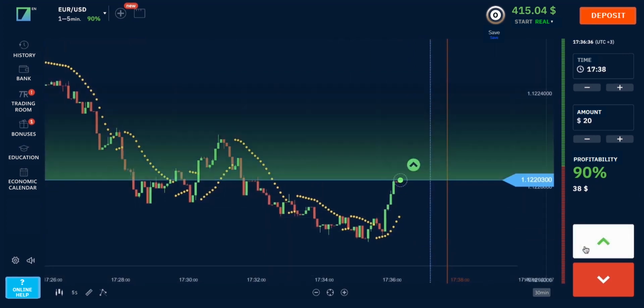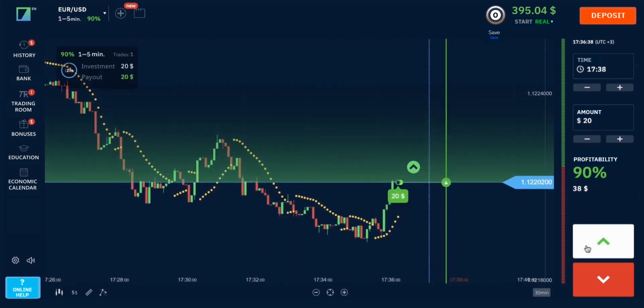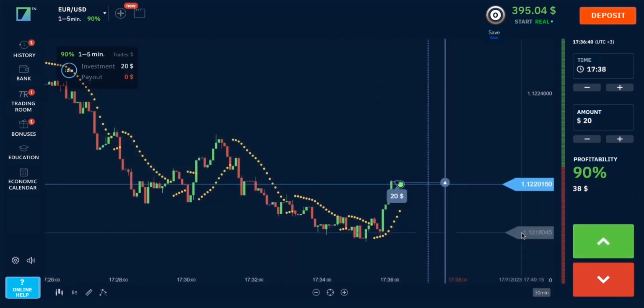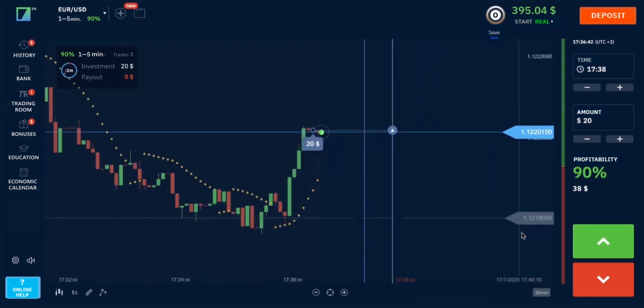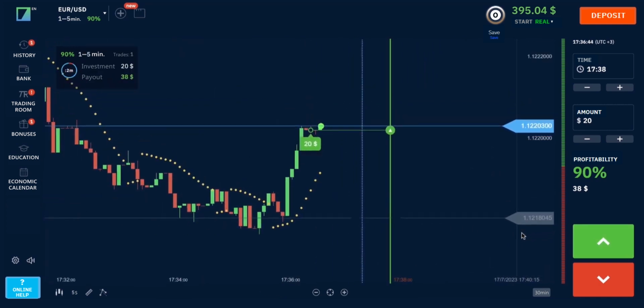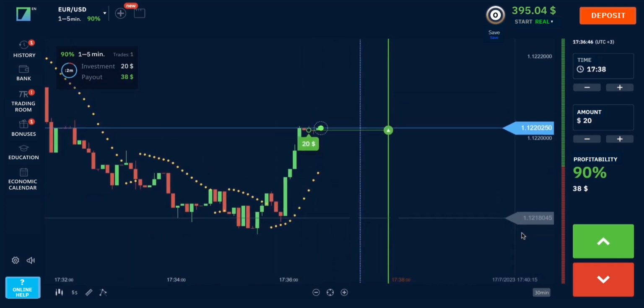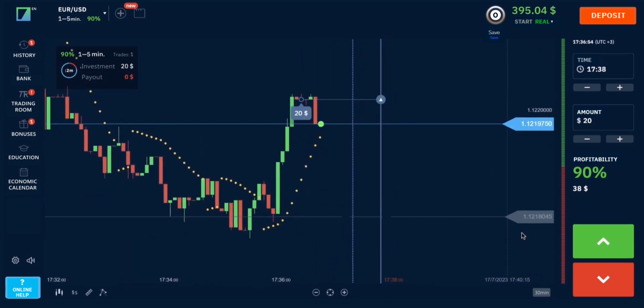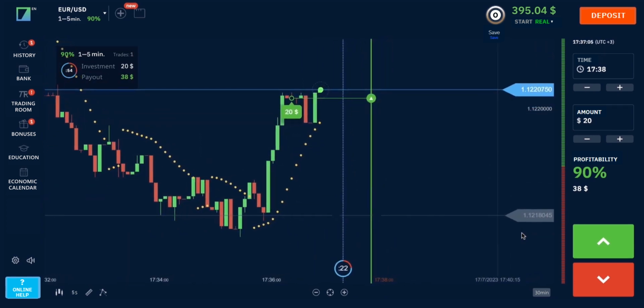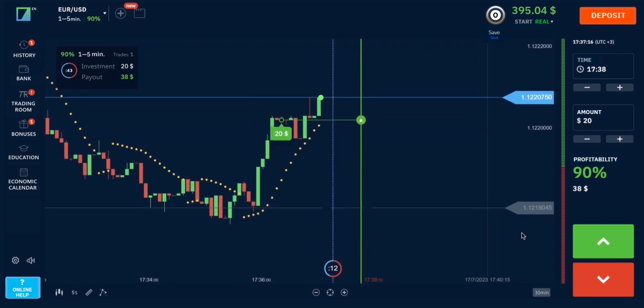Let's move on to the practical part. In this situation, I am opening an upward trade, as we can see the SAR dot chain below the price chart. As we know, this indicates an upward trend. Also, take note of the distance between the dots. The gaps are quite wide, indicating a fairly strong trend.